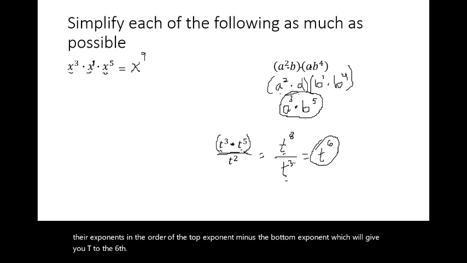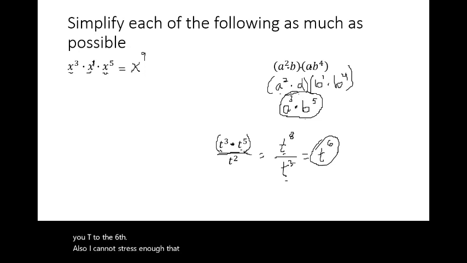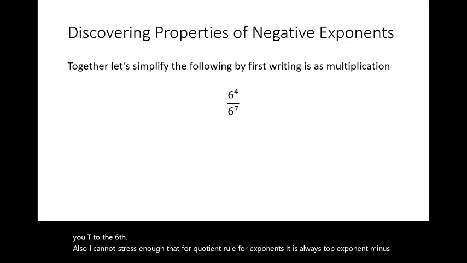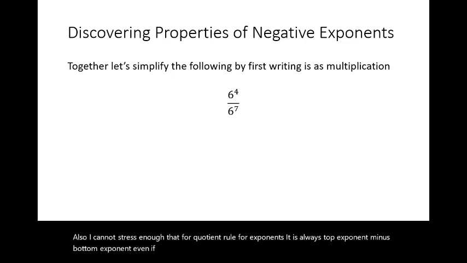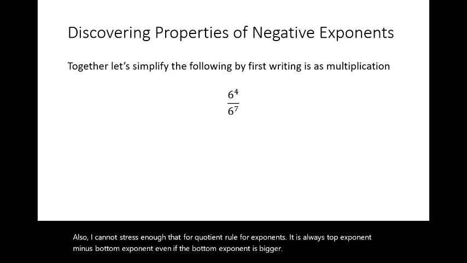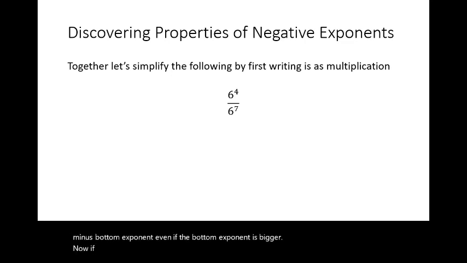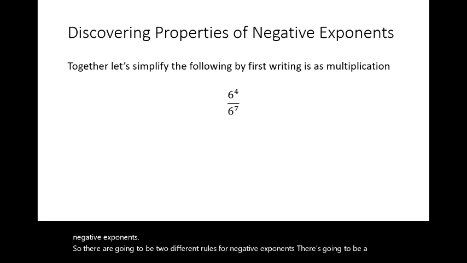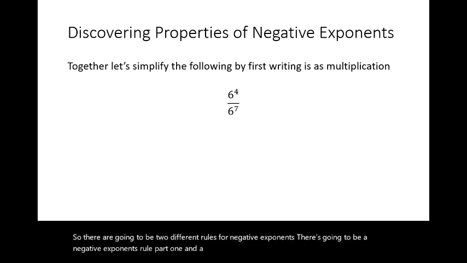Also, I cannot stress enough that for the quotient rule for exponents, it is always top exponent minus bottom exponent, even if the bottom exponent is bigger. Now, yes, if the bottom exponent is bigger, with the quotient rule for exponents, you will end up with negative exponents. So there are going to be two different rules for negative exponents. There's going to be a negative exponents rule part 1 and a negative exponents rule part 2.